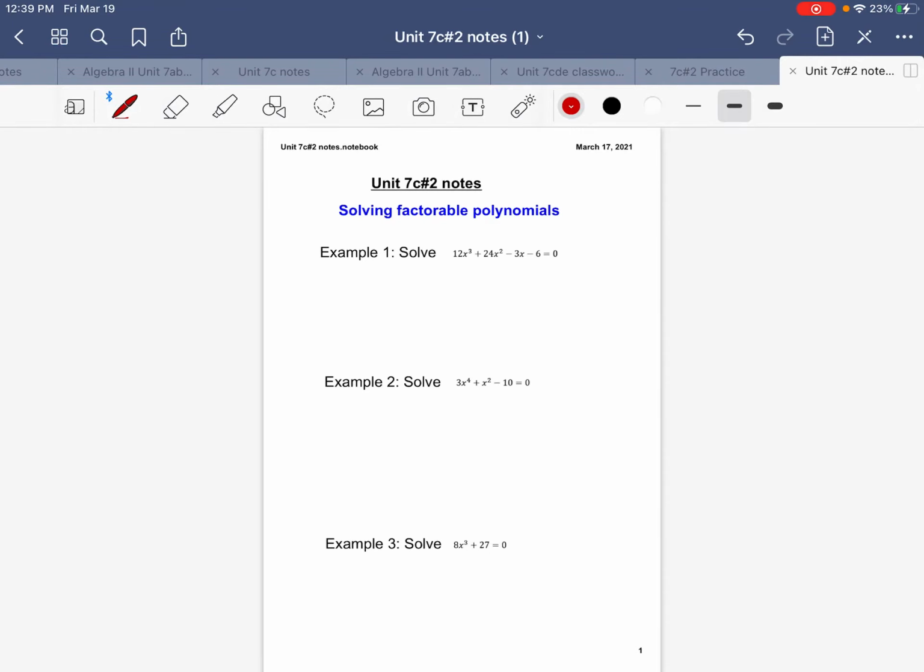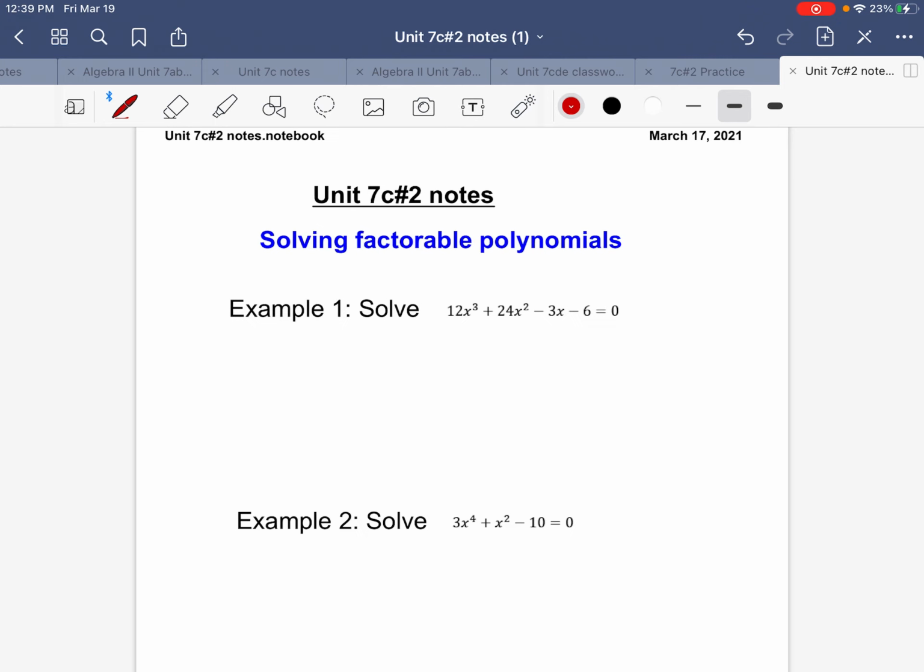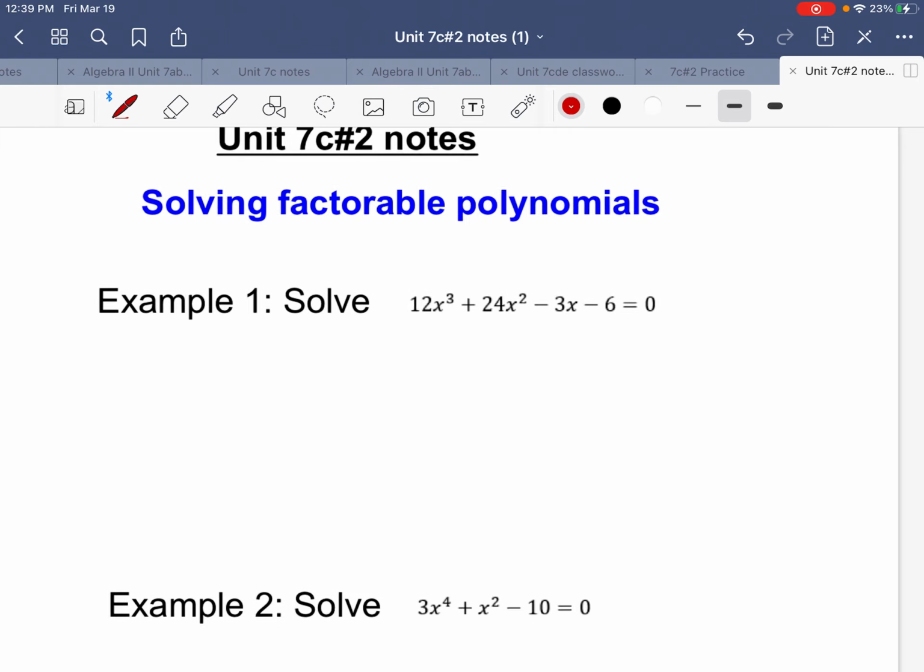These are 7C number 2 notes. So we're solving factorable polynomials. So these are only polynomials you can factor. There are other ways to solve polynomials that are not factorable, but this one is, or these are our main focus here.